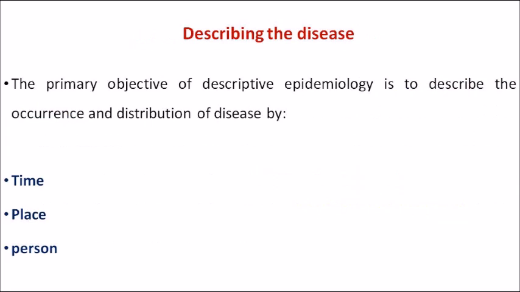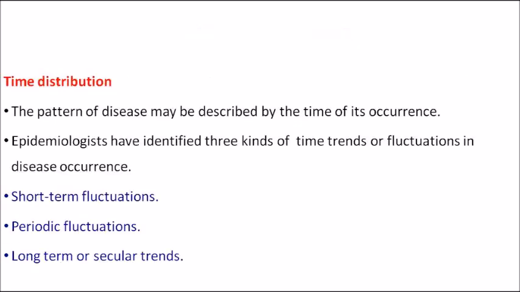So the definition is over. We got a denominator, that is the population, and we got the correct definition of our disease as well. Now we have to describe the disease. The description is with respect to time, place, and person. Let's see everything in detail. First we are moving to time distribution. We usually explain three different kinds of time trends: short term fluctuation, periodic fluctuation, and long term or secular trends.